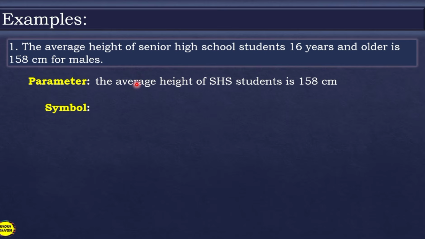Kapag translate natin into symbol, so since nabanggit yung average, so anong gagamitin nating symbol? Yung pang population, mean. Okay, so ito yung gagamitin nating symbol, class. So kapag translate natin into symbol, this is the population mean is equal to 158. Okay, next.